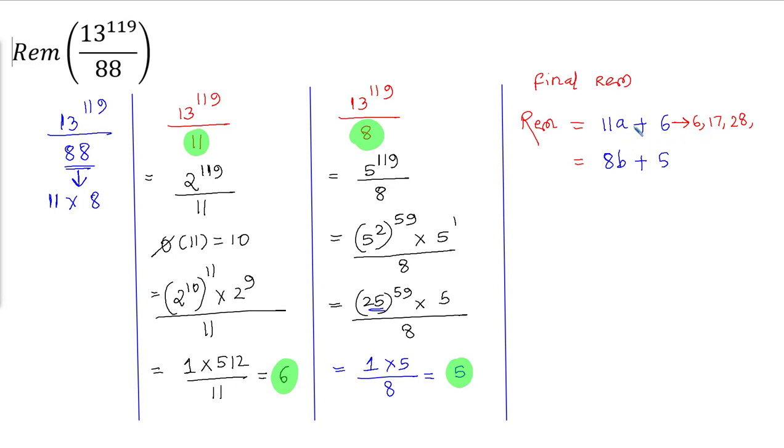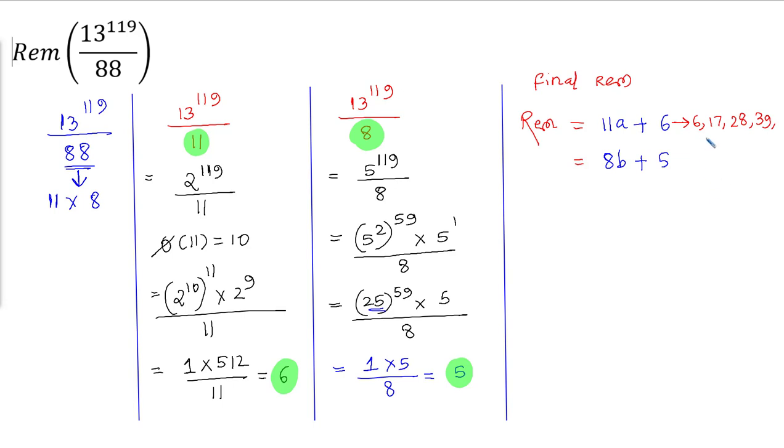33 plus 6 is equal to how much? 39, and so on. Okay, and over here, if I put b is equal to 0, we want a number which when divided by 8 should leave 5 as a remainder. Okay everyone, it should leave 5 as a remainder. 6 no, 17 no, 28 no, 39 no. Let's move ahead.